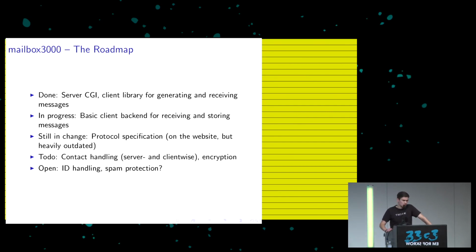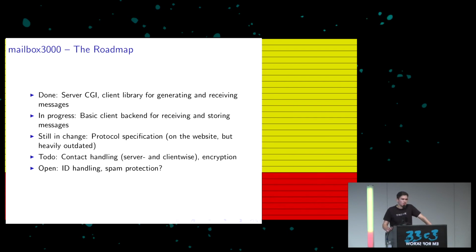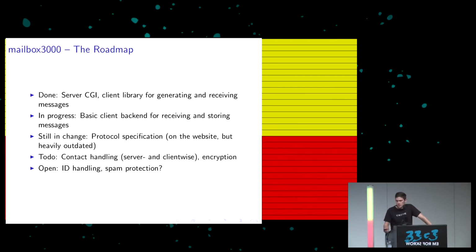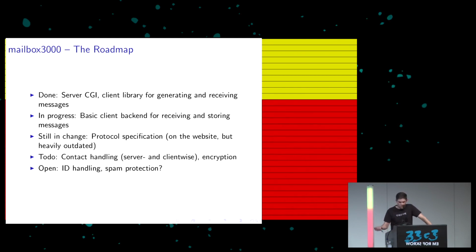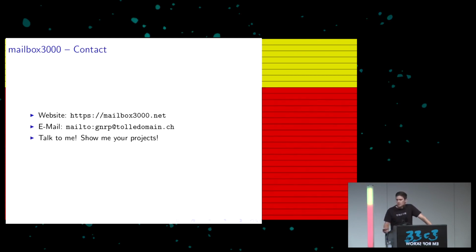The protocol is still under change because I'm modifying it when I see something not really working. And the contact handling is not implemented yet, but I know how I want to make it work; it's just not implemented. And how ID handling and spam protection is supposed to work is still an open issue. I mean, it's solvable, but I didn't specify it yet.